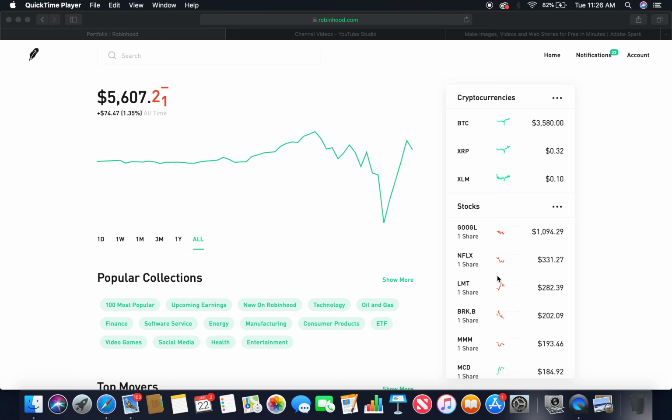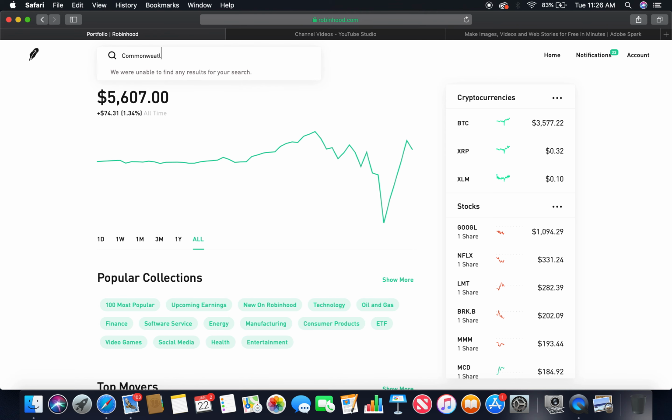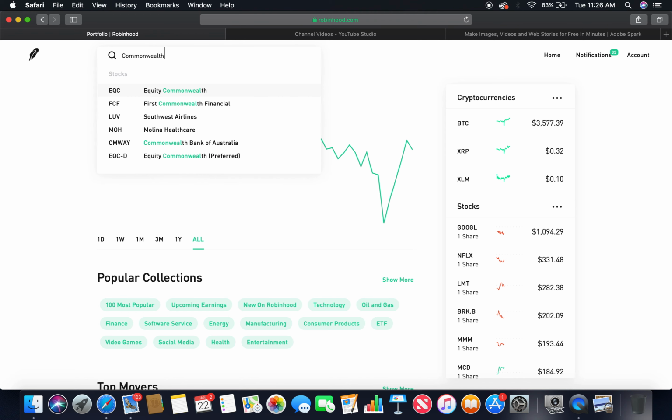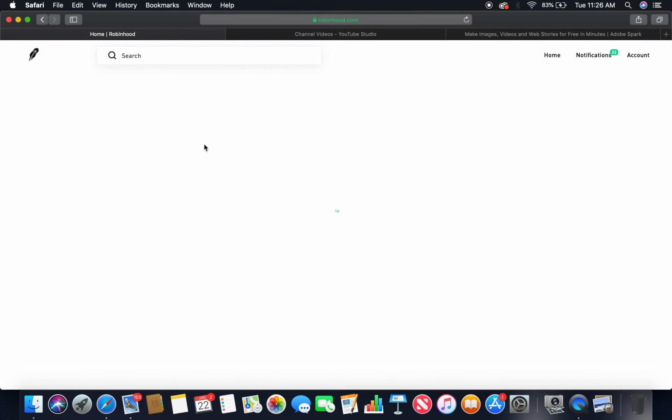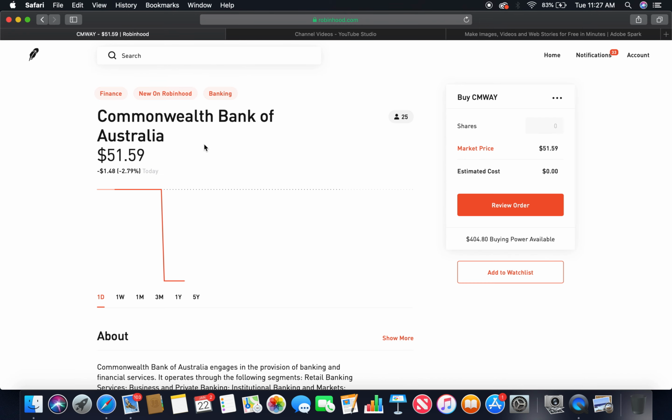The first global banking company is Commonwealth Bank of Australia. Put that in. Commonwealth. Spelled that wrong. Okay, there it is. Commonwealth Bank of Australia. Okay, let's look at the 5-year.